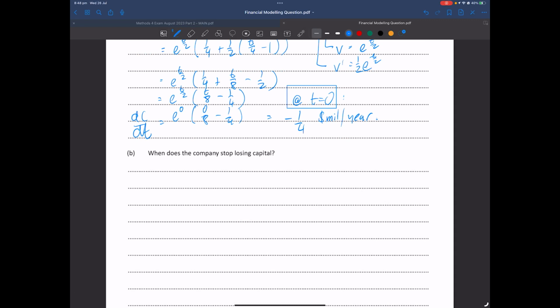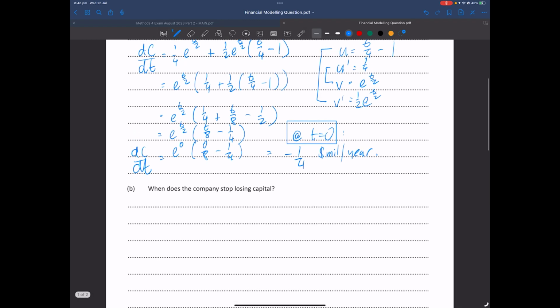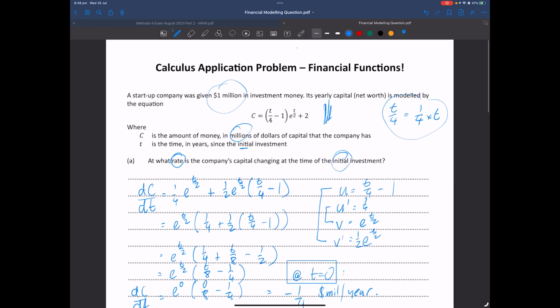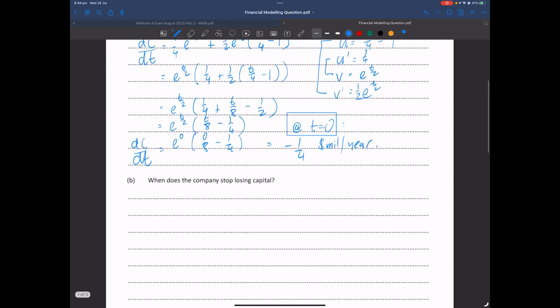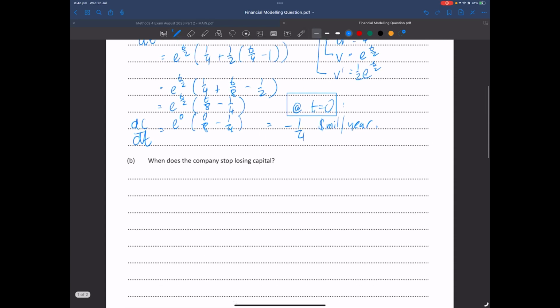When does the company stop losing capital? And then you can go, oh, okay, I see. It's losing at the moment. When does it stop losing capital? Now, you don't know what this function looks like. There's an e to the power of there, but there's also t over 4 minus 1. You could have a bit of a guess at it. Of course, if this was in the calculator section, you could actually graph it to see what's going on.